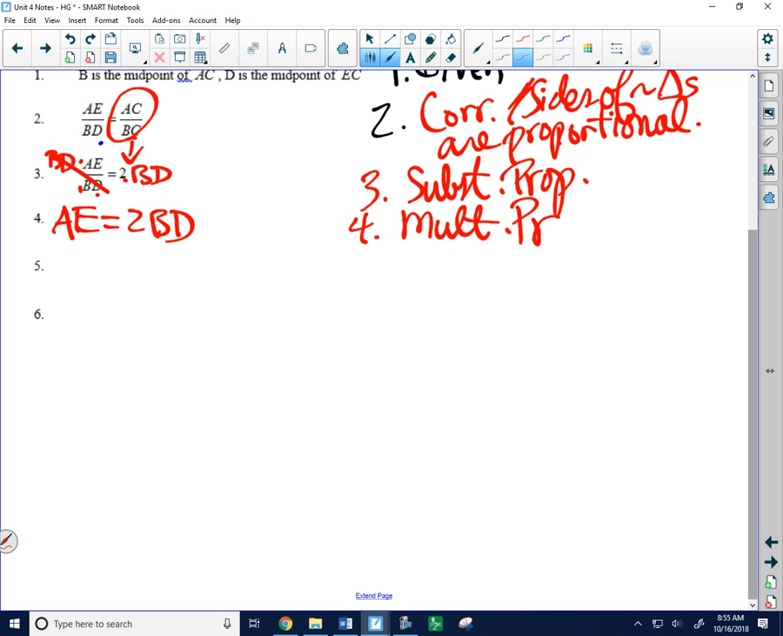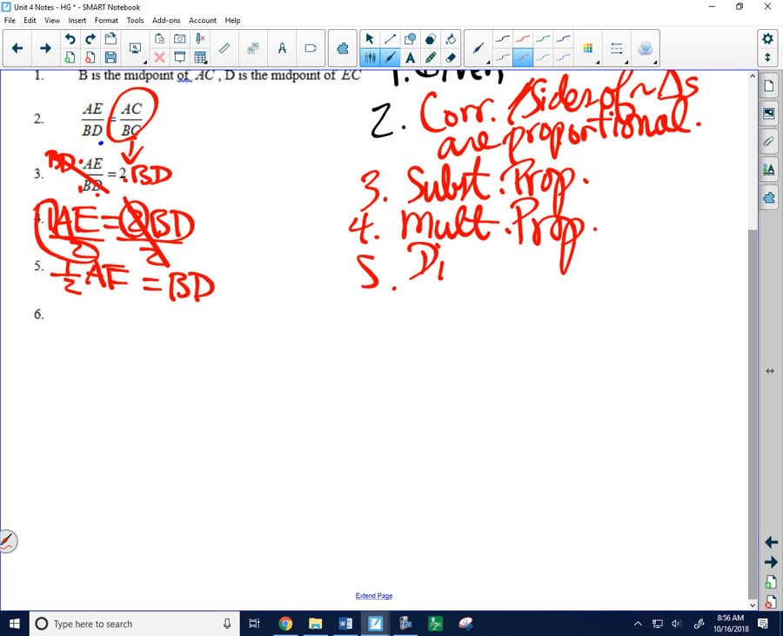That's multiplication. I have AE on one side, BD on the other. If I look at what I want to prove, I need the number with the AE. So I'm going to get rid of the 2 by dividing both sides by 2. On the left side there's really a 1 in front of the AE, so I'm going to write it as 1/2 AE, which is the same as dividing by 2. So 1/2 AE equals BD. That was division. And that's what we want, it's just turned around. So the last step, I'll just flip the equation around.